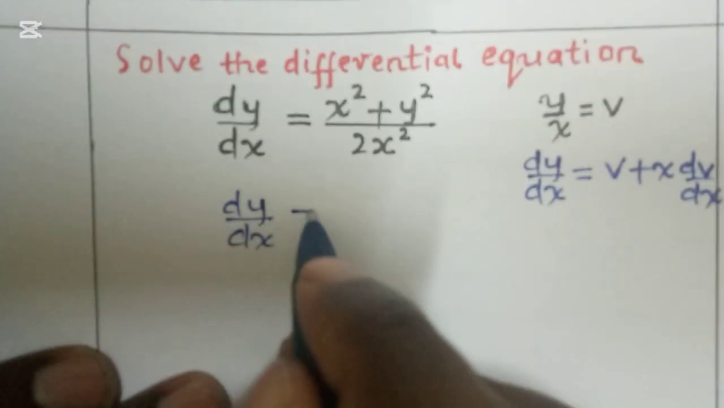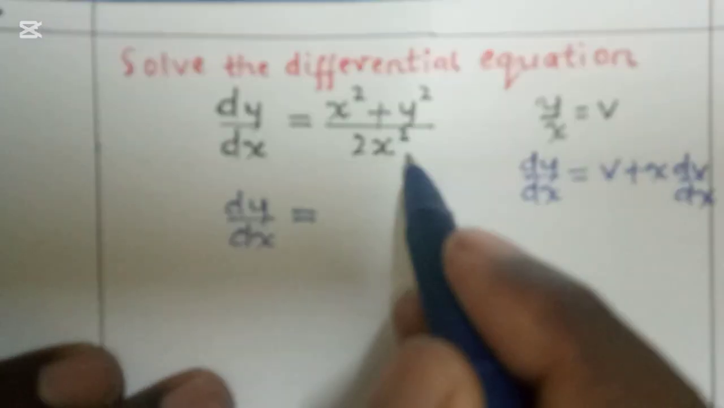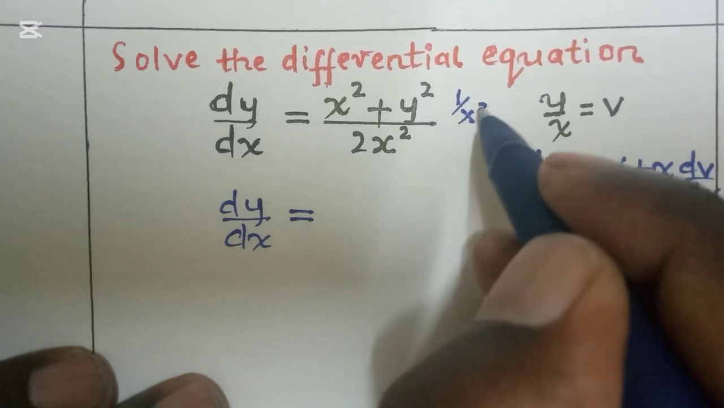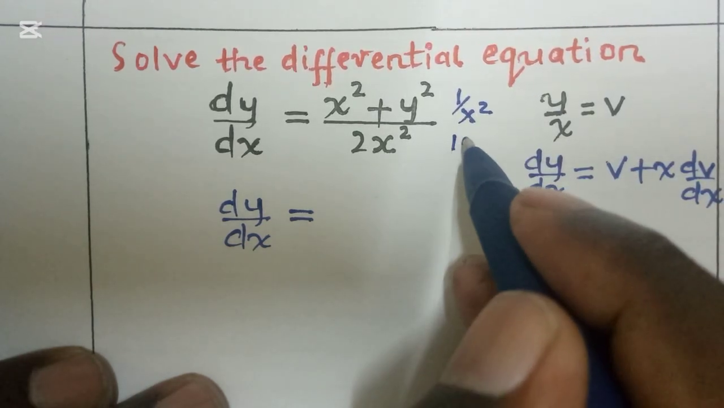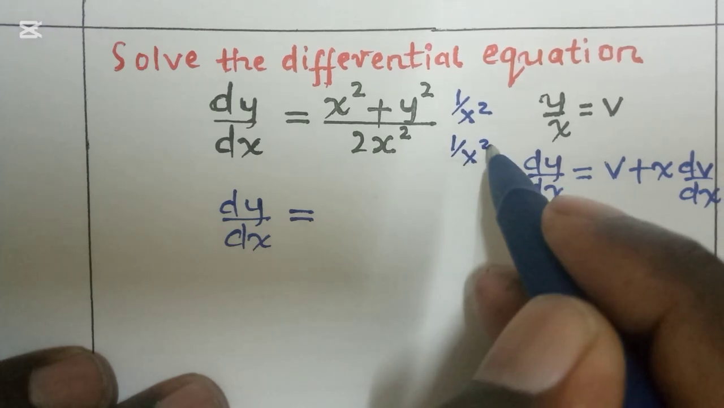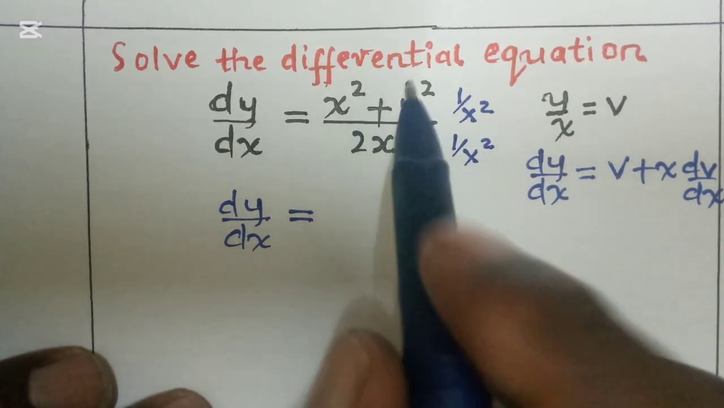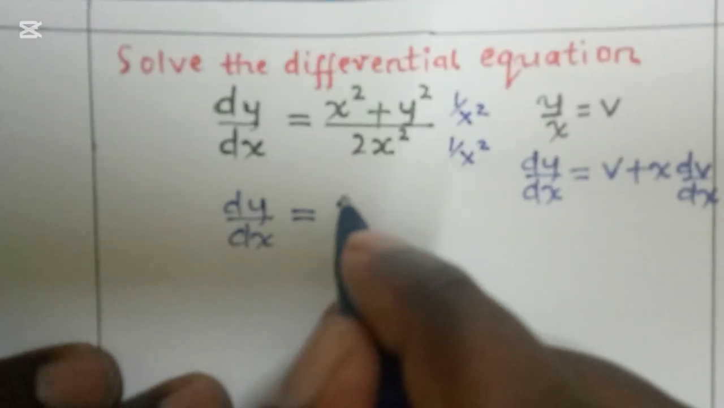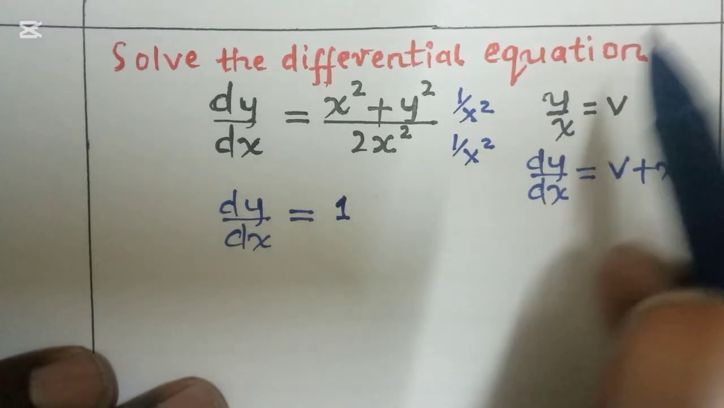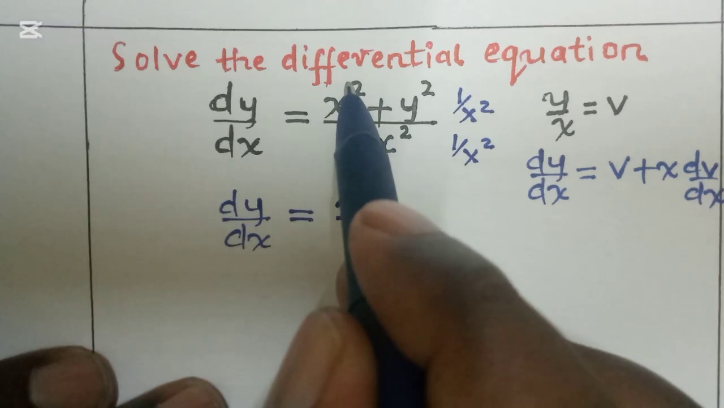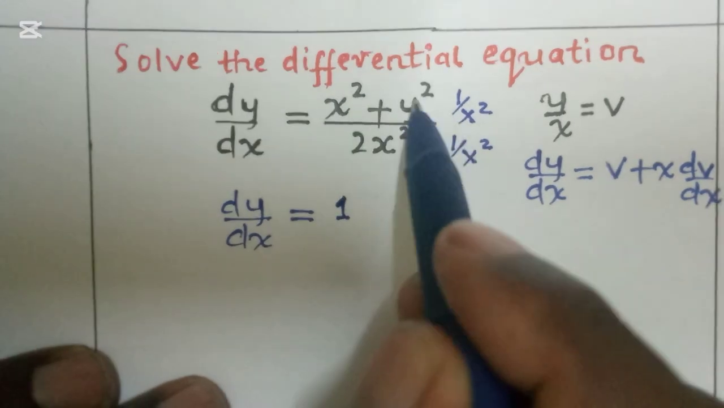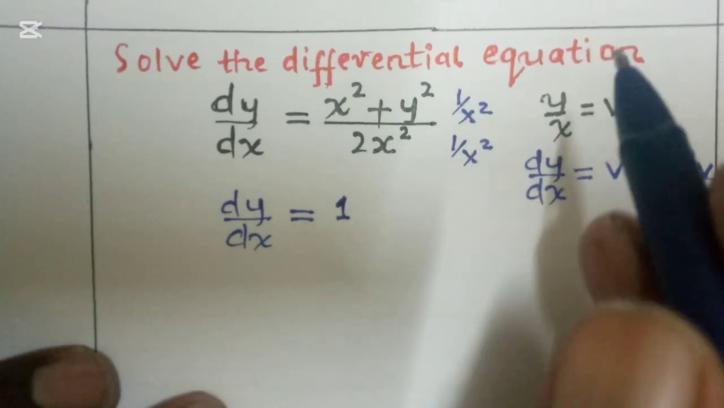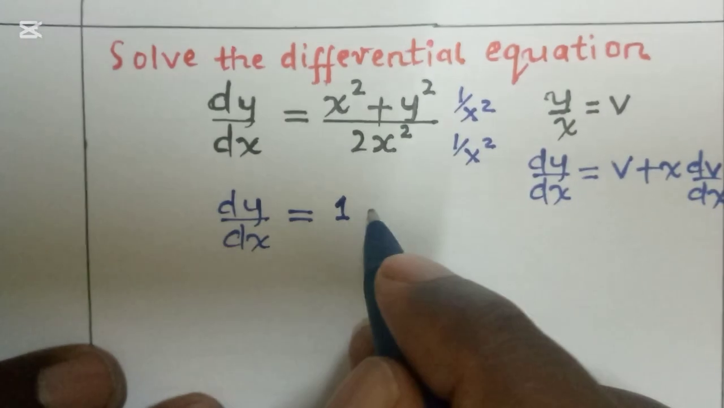We now come this side and divide here by 1 over x squared, and here we divide the same 1 over x squared. When we divide the numerator by x squared, we get 1. We find that here it's squared, and here is squared, and here is squared. That's why we have chosen to divide by x squared. So this one will give us 1.